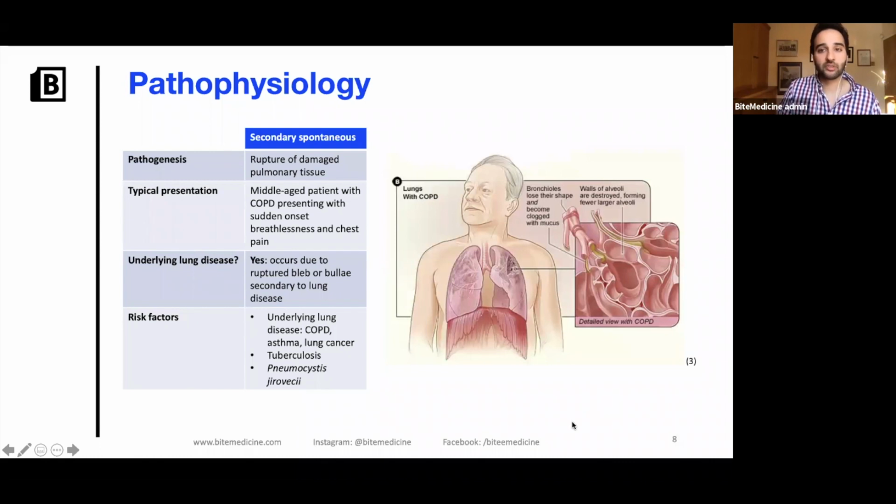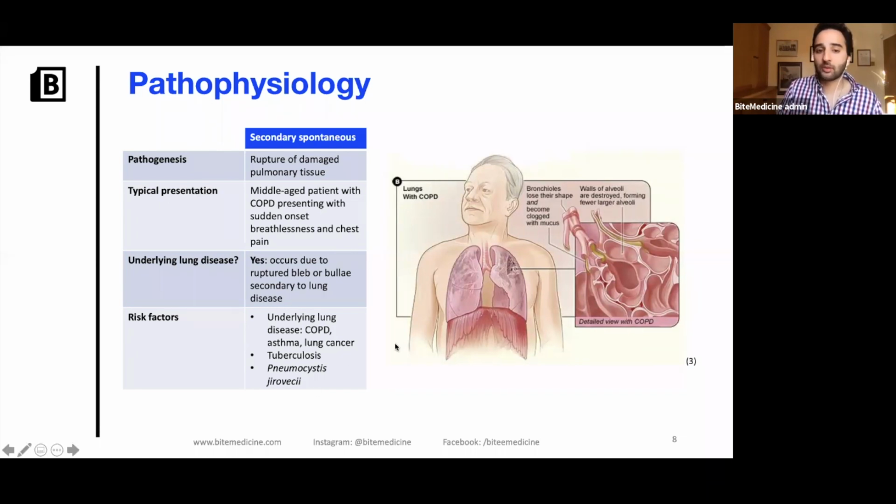Moving on to secondary spontaneous. So that's what this chap has here. Well, he has COPD, which is a very common cause of a secondary spontaneous pneumothorax. So it's rupture of often bullae or even blebs as well. It normally presents with a middle-aged or elderly patient with COPD, presenting in a similar fashion to the chap that the case was on.